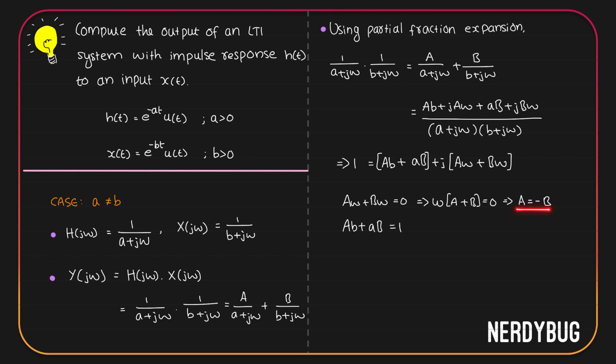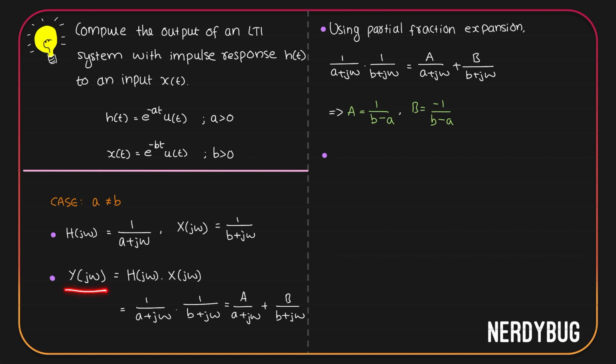But a is minus b or b is minus a. So we can write it like this. ab minus a is equal to 1, or a multiplied by b minus a is equal to 1, or we get a is equal to 1 by b minus a. But b simply is minus a, so we can write down b is equal to minus 1 by b minus a.